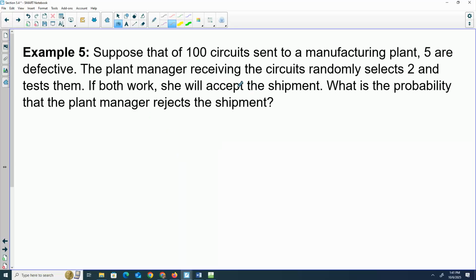Suppose that of 100 circuits sent to a manufacturing plant, 5 are defective. The plant manager receiving the circuits randomly selects 2 and tests them. If they both work, she will accept the shipment. What is the probability she rejects it? So what would make her reject it?